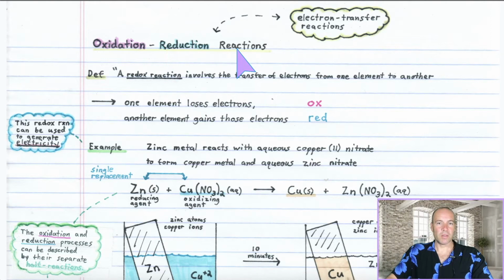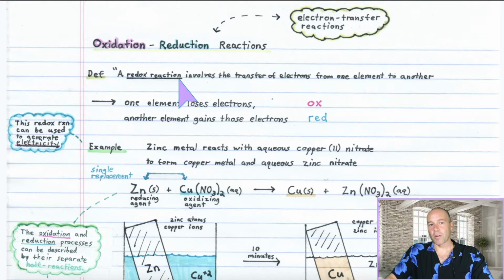Oxidation-reduction reactions, also called redox reactions for short, are electron transfer reactions. In Chapter 9, we'll discuss proton transfer reactions, which are acid-base reactions, but in this chapter we touch on redox reactions. The author defines them as follows.